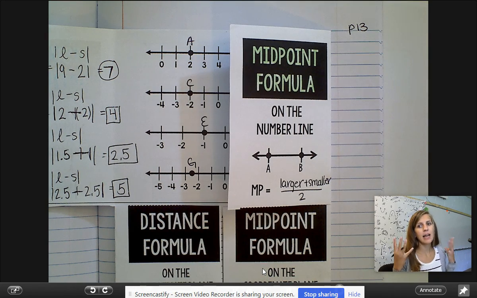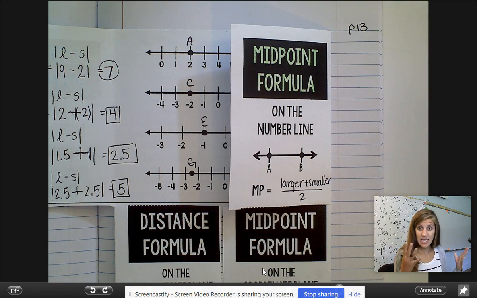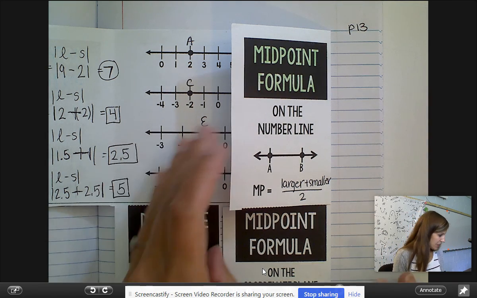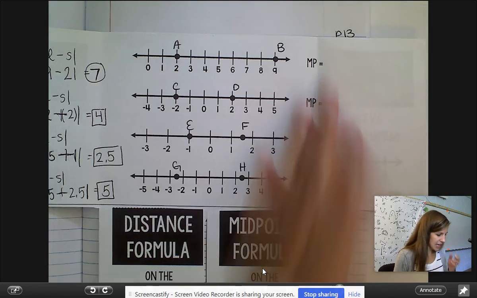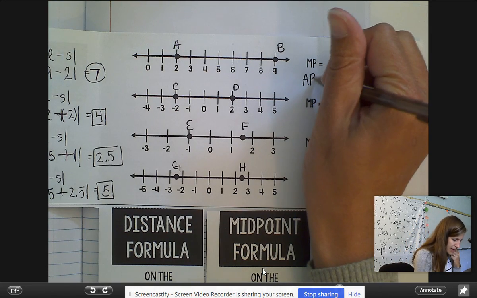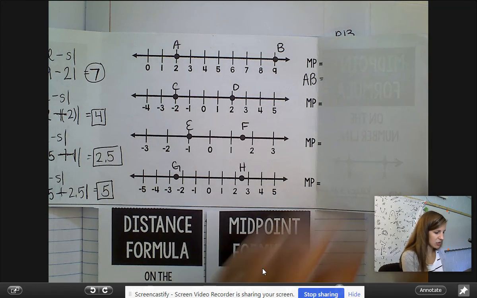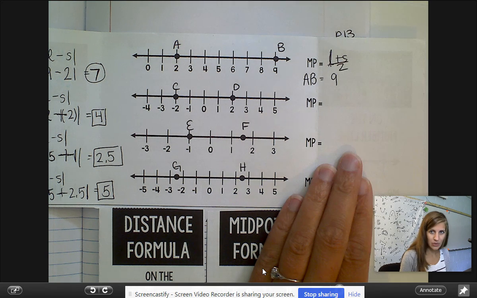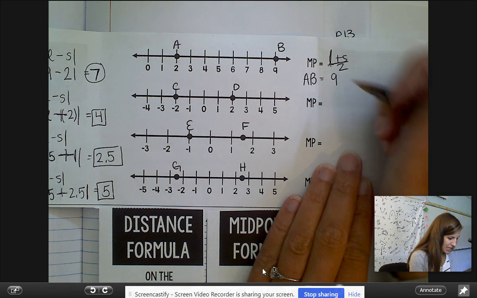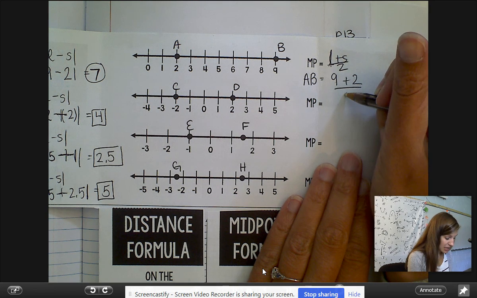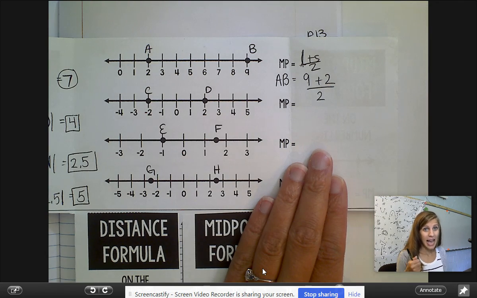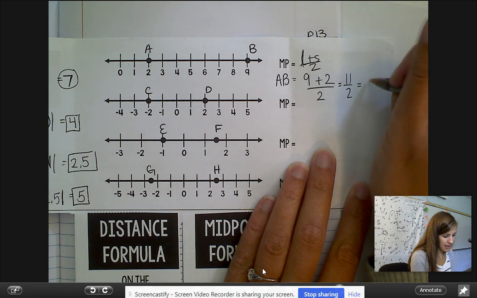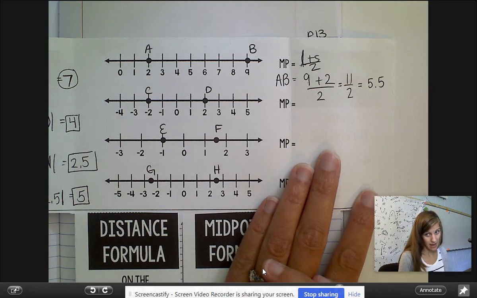Right? So if I add them all up, I'll get the distance in between, or like how much total there is, and then I take half to find the middle. Okay, so if we try that here with our lines, we're going to find the midpoint of AB. I'm going to do the larger, which was 9. We had larger plus smaller divided by 2. So 9 plus 2 over 2. Now we have to add first on the top. And so we're going to end up with 11 over 2, which is 5.5. I would leave it 11 over 2, but 5.5.